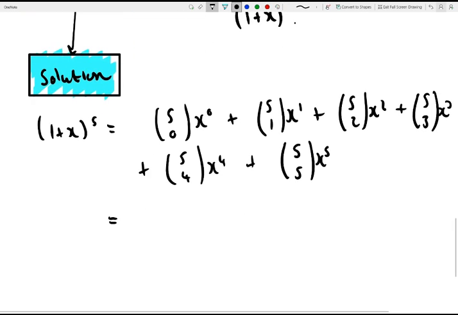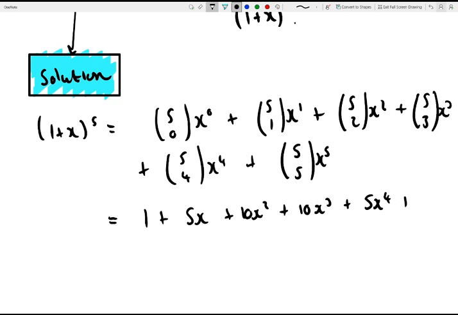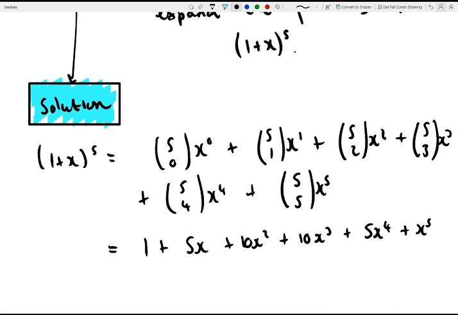And if we simplify these binomial coefficients, we get that 1 plus 5x plus 10x squared plus 10x cubed plus 5x to the 4 plus x to the 5 is the expansion of 1 plus x to the power of 5.